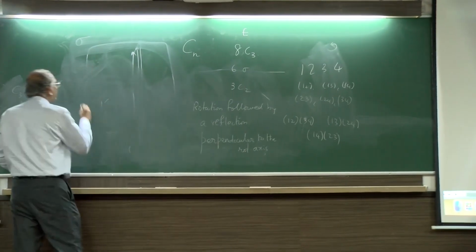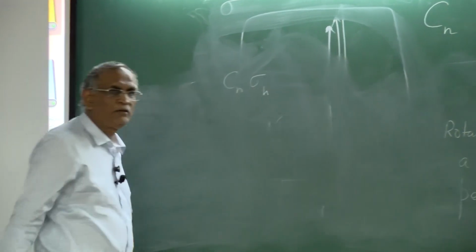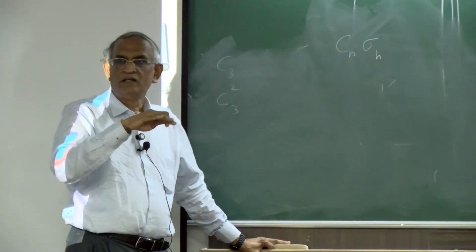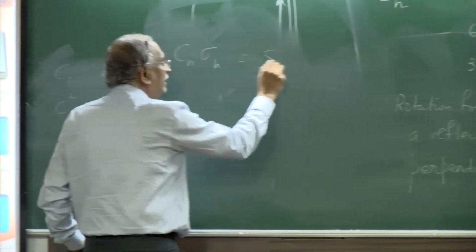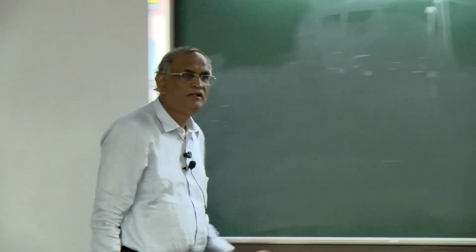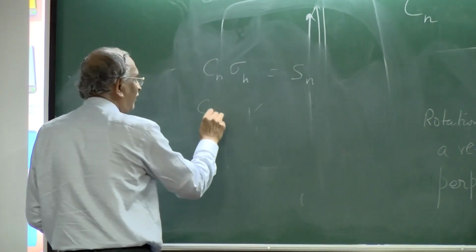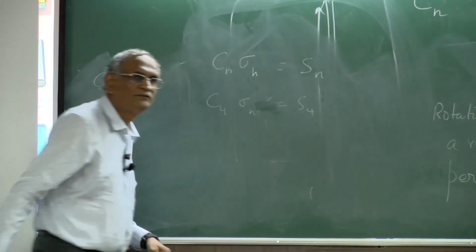They are in general, yeah. So, a Cn followed by a sigma perpendicular to Cn, which we write as a sigma h, calling it horizontal. That is, if the line is vertical, the sigma is called horizontal. This is written as Sn. This is the other molecular symmetry element. Here we have a C4 followed by a sigma h, so we call this S4.